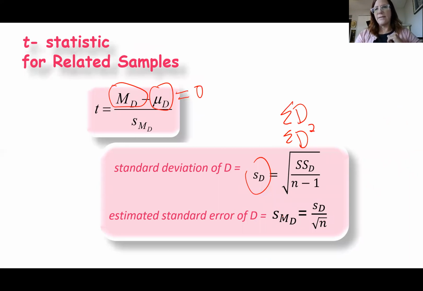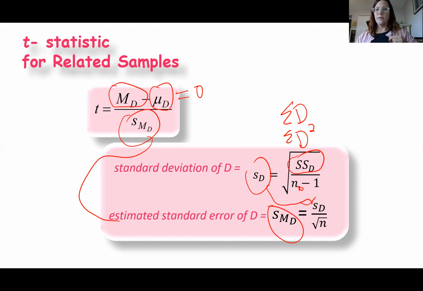So all of that is needed so that you can get the sum of squares of D. And remember this N, with the little subscript D there, it's N of the differences. So it's the sample size of the differences. Then we use all that to get our standard deviation of the differences. So we plug that in here, so that we can get our estimated standard error of the differences, which goes into our denominator.